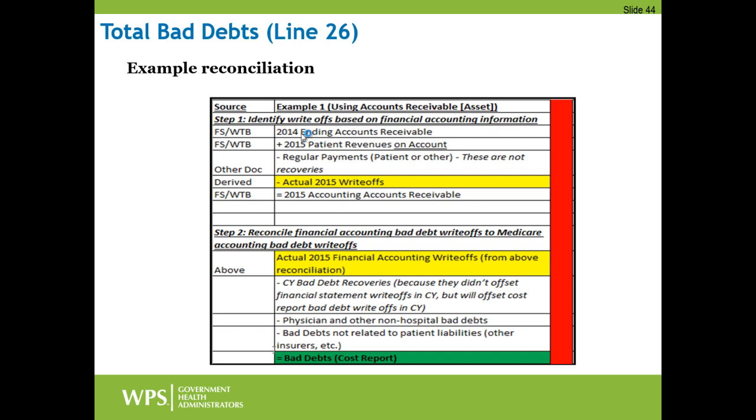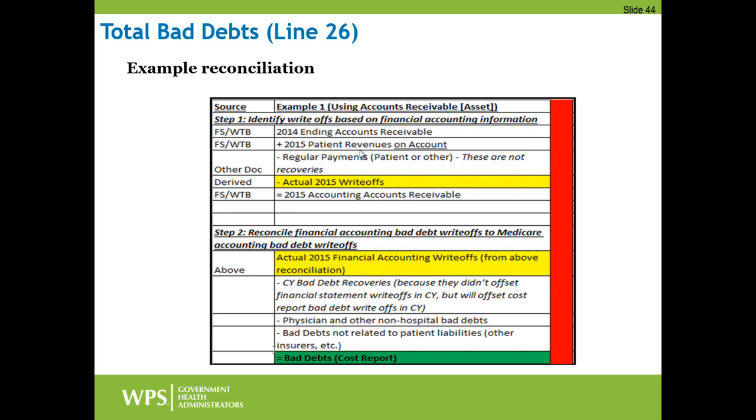We know that there are a couple of different things that impact accounts receivables. Accounts receivables are certainly reported on your financial statements and working trial balance. So let's say we had a 2004 ending accounts receivable balance, which is also the beginning of the 2015 year's balance. We take that, the beginning balance essentially, plus we're adding any patient revenues on account.